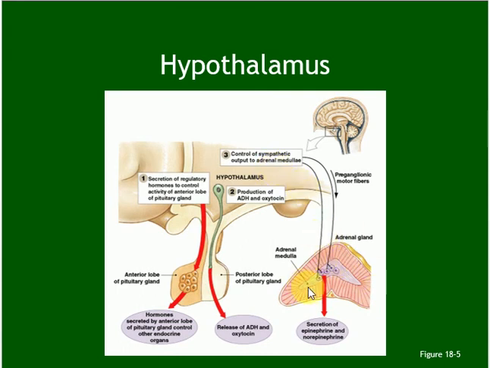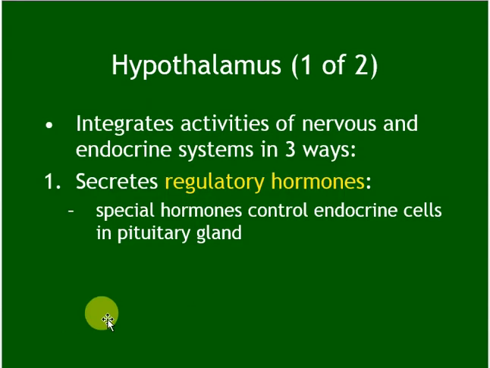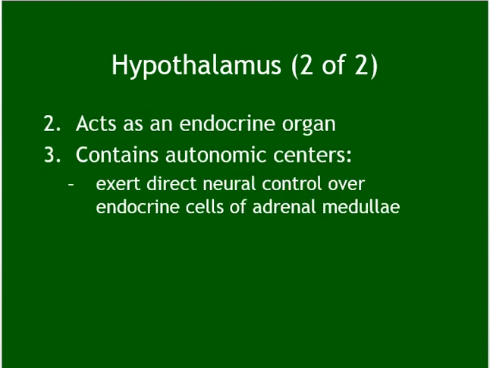So this is the only exception. It's sympathetic, but it's not controlled by the nervous system. This part of the sympathetic is controlled by the hypothalamus, and the hypothalamus also coordinates and communicates with the nervous system. So it is kind of a link between the nervous system and the endocrine system. So the regulatory hormones that we are talking about, and it acts as an endocrine organ: ADH, which is antidiuretic hormone, and oxytocin, and autonomic centers, as we just mentioned.